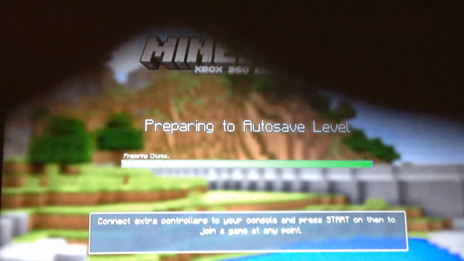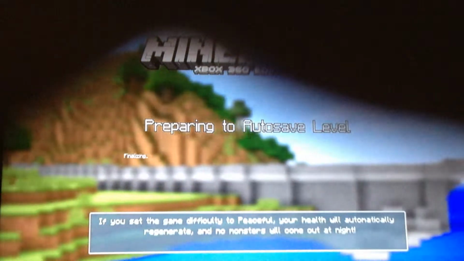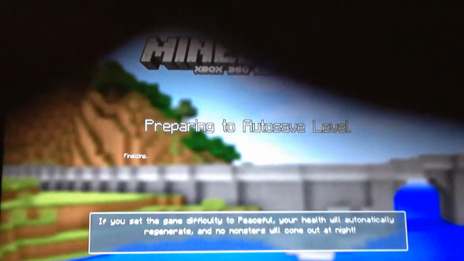Oh, we're auto-saving here for a second, so just give me a second here. It's just a little feature to help me save my progress, because I wouldn't want my cell getting destroyed.